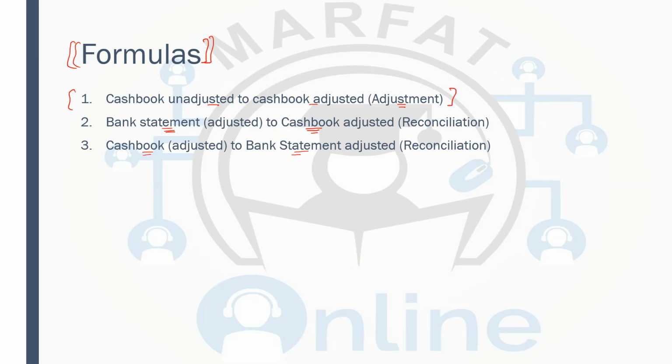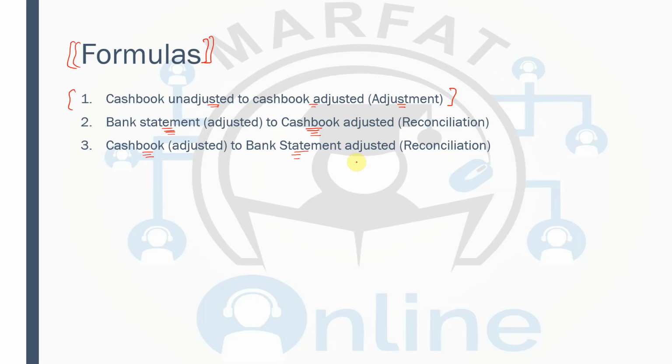If they have given you the cash book adjusted balance and they are asking you to calculate the bank statement balance, then use the formula number 3. There are two other possibilities as well. Like in this, they will be giving you unadjusted balance, the cash book, and asking for adjusted. Over here, they will be giving you the bank statement adjusted balance and asking for the cash book adjusted. Over here, they are giving you the cash book adjusted and asking for the bank statement adjusted.